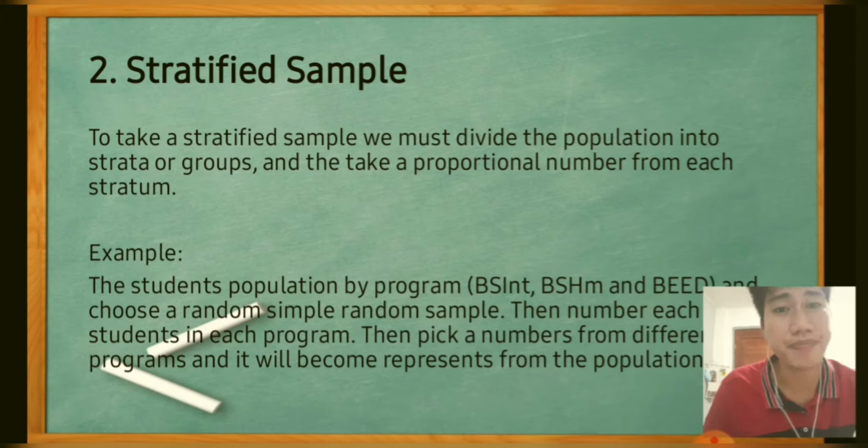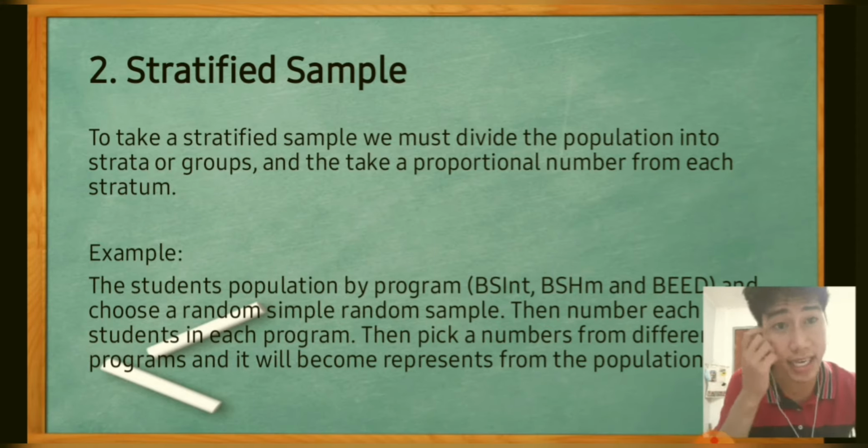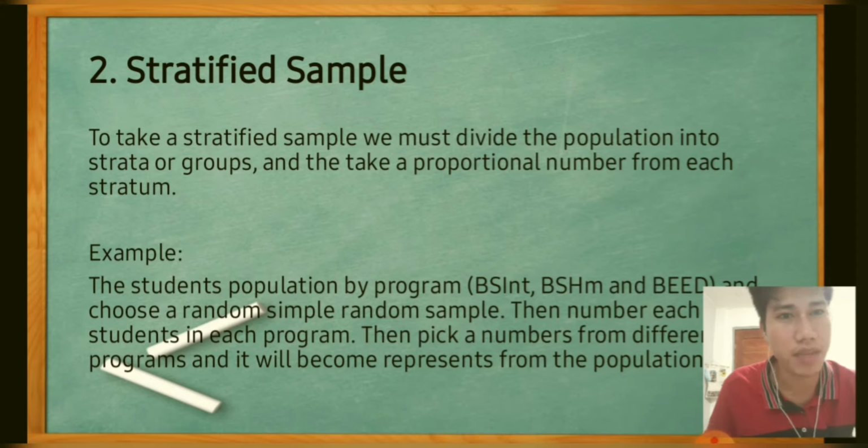For example, the student population by program: BIS-INT, BIS-HM, and BEd. And choose a simple random sample. So, we will use stratified sample for this. Then, number each student in each program, which are BIS-INT, BIS-HM, and BEd. After that, we pick numbers from the different programs and they will become representatives of the population.